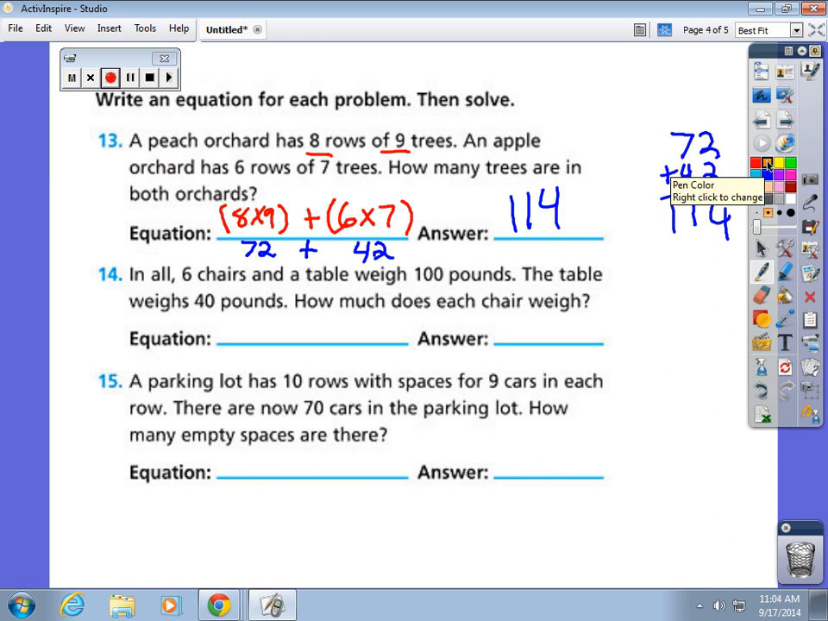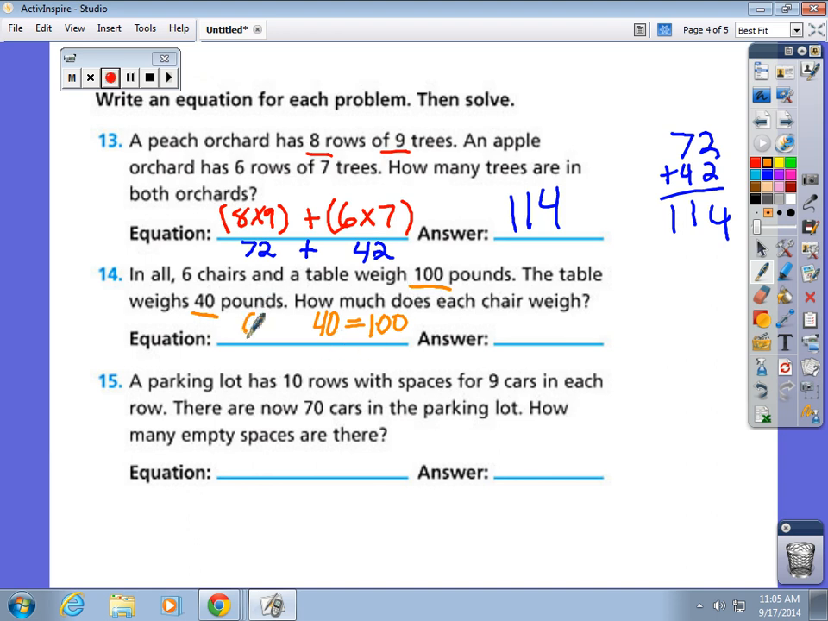Number 14, in all, 6 chairs and a table weigh 100 pounds. So it's definitely going to equal 100. Okay, so it's got to equal 100 pounds. The table weighs 40 pounds itself. How much do the chairs weigh? So the table weighs 40, and it says we have 6 chairs. It doesn't say how much they weigh. It just says the table is 40 and the total is 100. So I have the table right here and the total there.